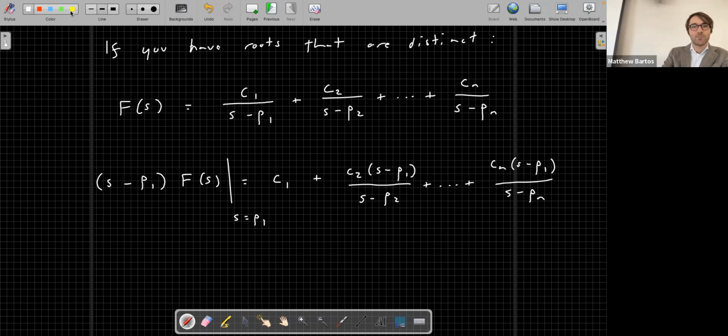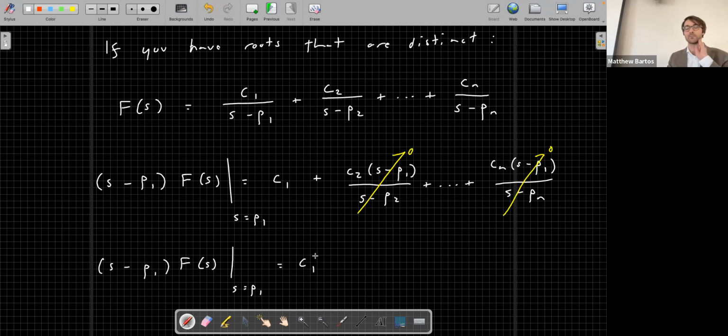Okay. And so what happens to this term here? If we evaluate s equal to P1, this becomes 0. This becomes 0. And what we end up with is this expression on the right, (s minus P1) F of s evaluated at s equal to P1 is equal to C1. And you can go through and you can do this for each of the roots, P1 through Pn. And from that, you can determine those coefficients.